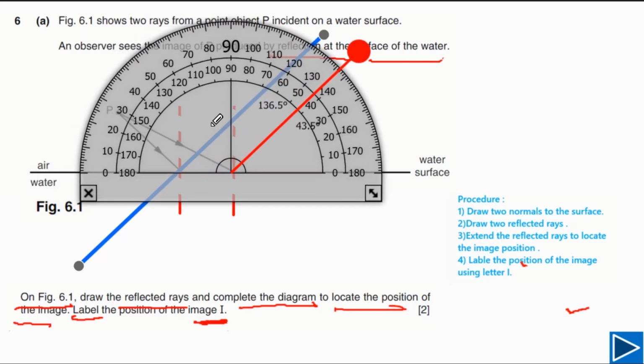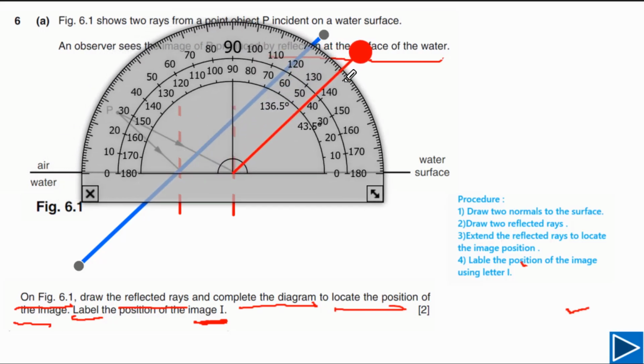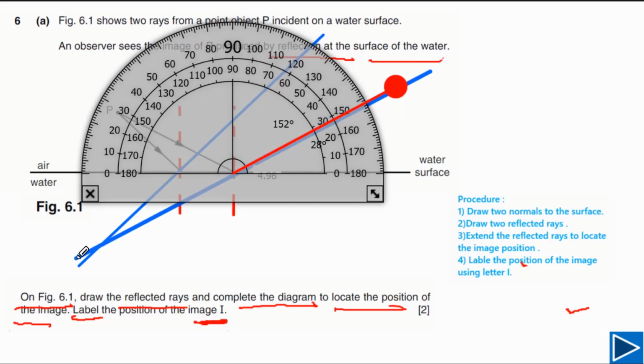Now we need to draw another reflected ray at this point. Again, we need to find the angle of incidence for the second incident ray. This angle is 28, so it simply means the angle of incidence is 62. So we will go to this side. The angle of incidence has to be 62. Again, we have to draw our reflected ray and we will extend this. This is our second reflected ray.